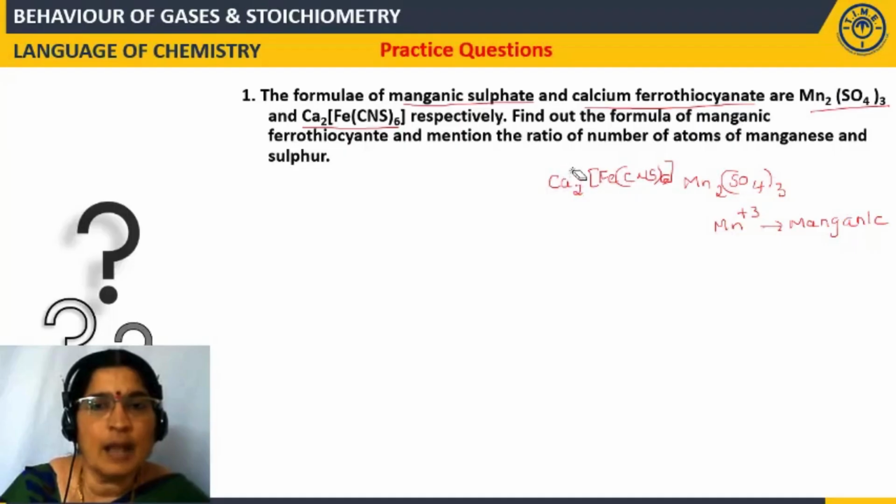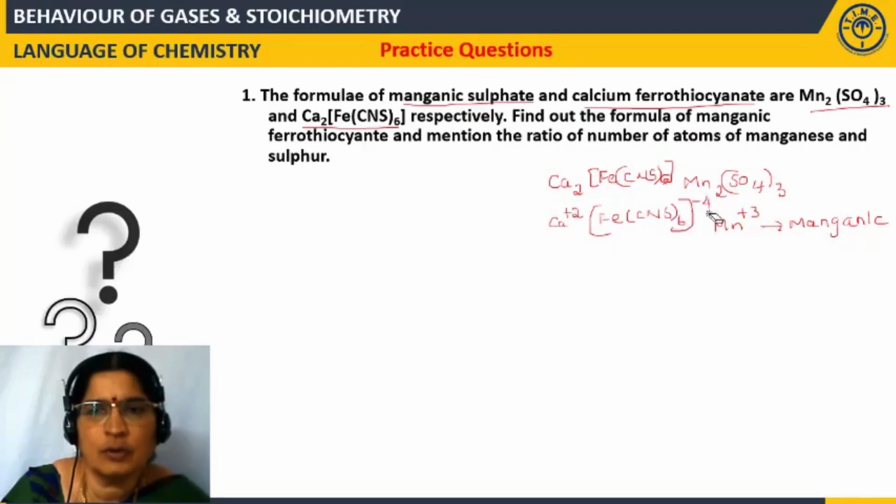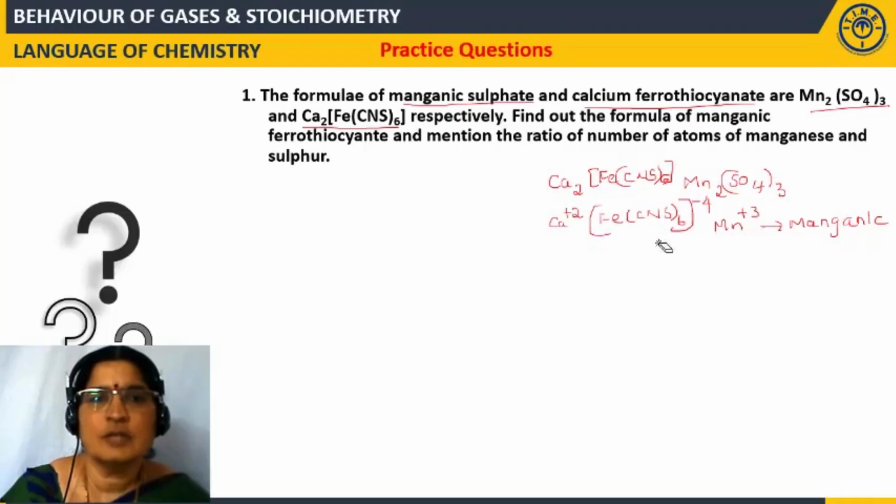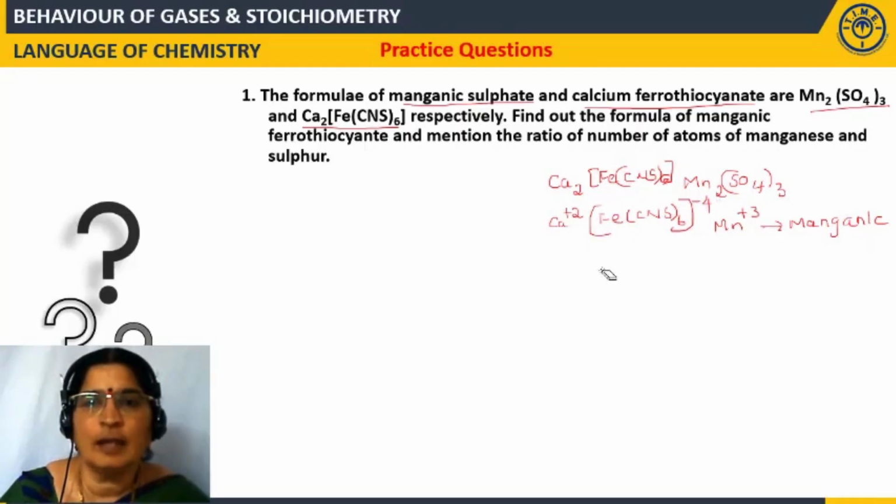But you know that calcium forms plus 2 ion, not plus 1 ion. Therefore, it should be doubled. So this 2 becomes 4, this 1 becomes 2. So Ca plus 2. Because it becomes plus 2, it should become minus 4. And then Fe(CNS)6 minus 4. So this is a ferrothiocyanate ion.